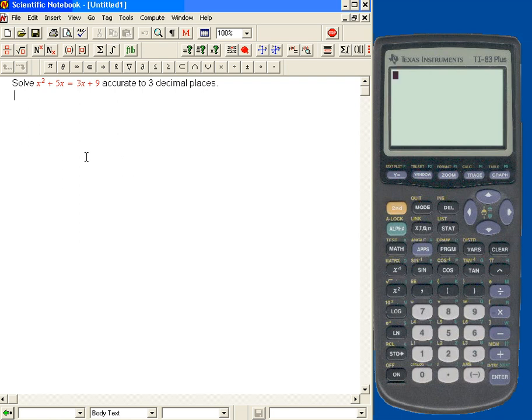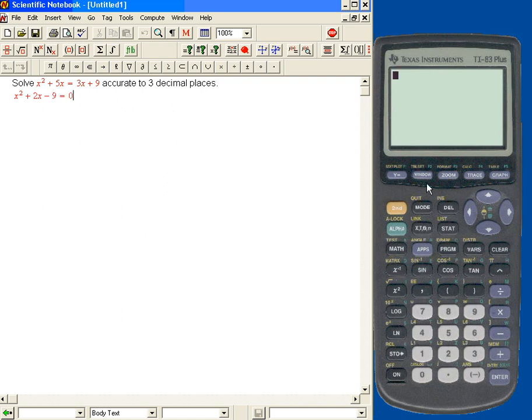Suppose you wanted to solve x squared plus 5x equals 3x plus 9 accurate to 3 decimal places using the TI-83 calculator. One way to do that is to use what's called the zero method. To use the zero method, you need to rewrite the equation so that there is 0 on one side. In other words, for this equation, we would need to subtract 3x on both sides and subtract 9. Our equation would become x squared plus 2x minus 9 equals 0.